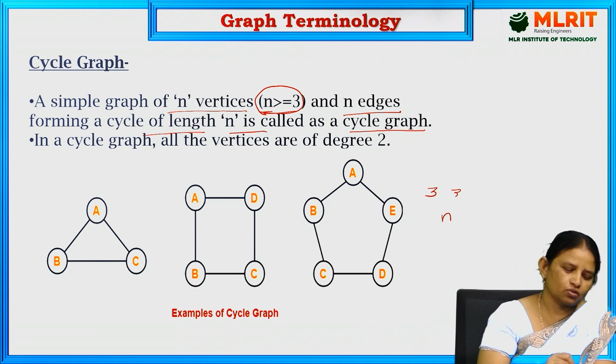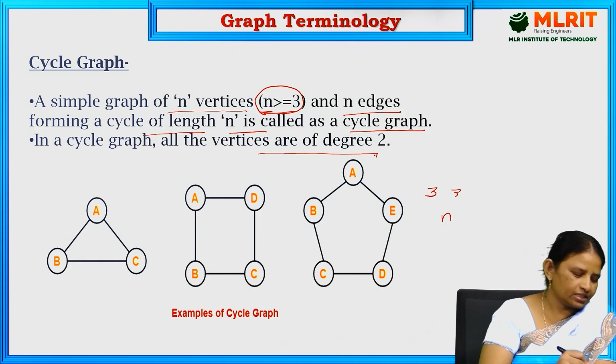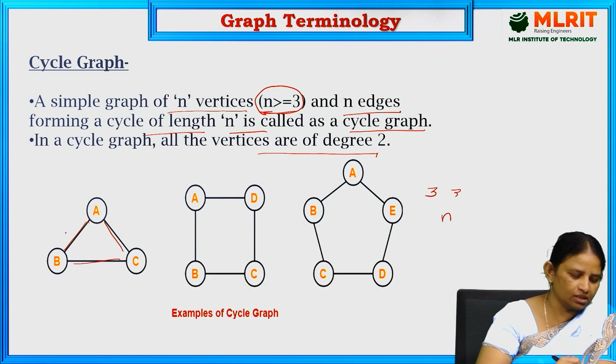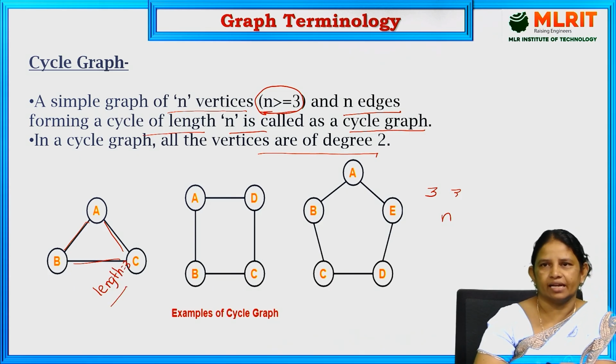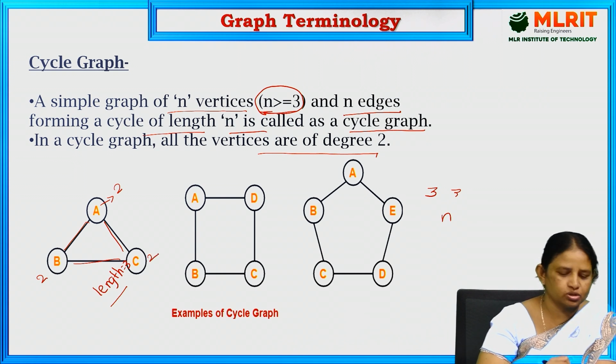In case of a cycle graph, all the vertices are of degree 2. For example, here there are 3 vertices and also 3 edges that can form a closed path of length 3, then it is called a cycle graph. In the case of a cycle graph, what is the degree of A? That is 2. What is the degree of B? 2. Degree of C is also 2.